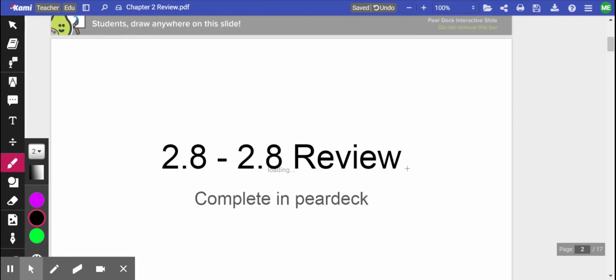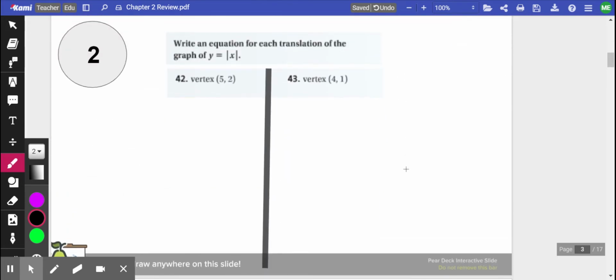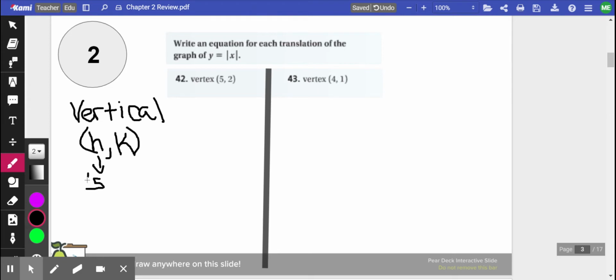We're going to move on to looking at the next 2 problems. You see here it is asking us to write an equation of each translation of the graph where y is the absolute value of x. In these 2 examples, we notice that they give us the vertex. So we need to remember that our vertex is just the point where the 2 legs of our V meet in the middle. Our example for our vertex is h comma k. And they tell us that our h value is 5 and that k is positive 2.